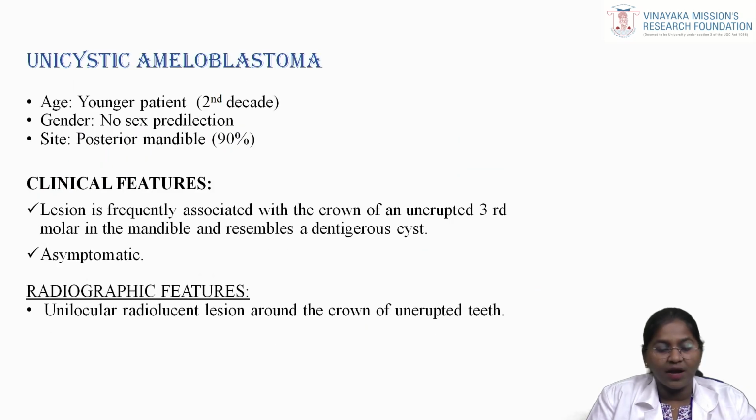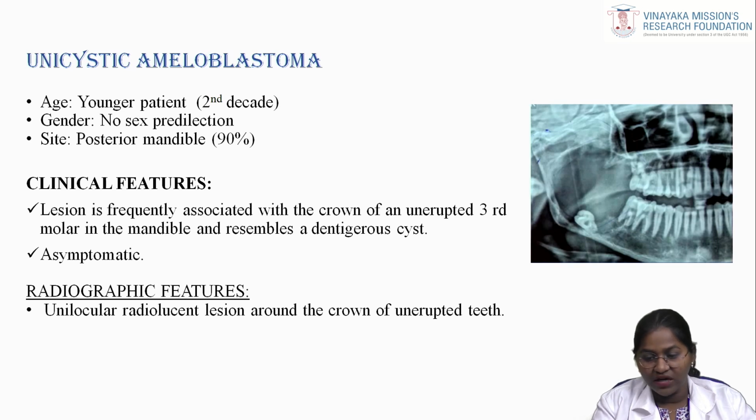So coming to the unicystic ameloblastoma, it mostly affects younger patients in the second decade, and there is no gender predilection. The posterior mandible is more commonly affected. Clinical features: the lesion is frequently associated with the crown of an unerupted third molar, that is, an impacted tooth, and often resembles a dentigerous cyst. It is asymptomatic. Radiographic features: it is a unilocular radiolucent lesion around the crown of an unerupted tooth. Here you can see a unilocular lesion surrounding the crown, whereas in multicystic ameloblastoma you can see a multilocular cyst.